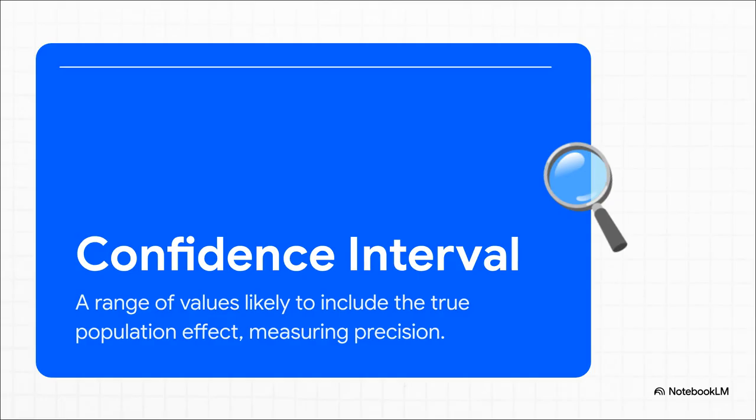A confidence interval gives us a range, and actually reporting this is a super strict requirement in modern medical journals. For instance, instead of just claiming a new medication lowers blood pressure by exactly 10 points, a 95% confidence interval might tell us that the true national average reduction falls somewhere between 8 and 12 points. Simply put, narrower intervals mean we've got a much more precise estimate.